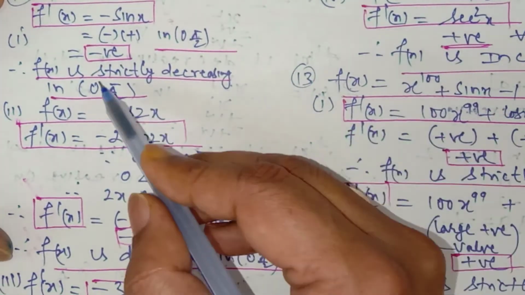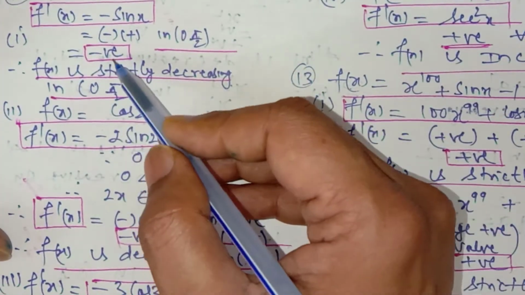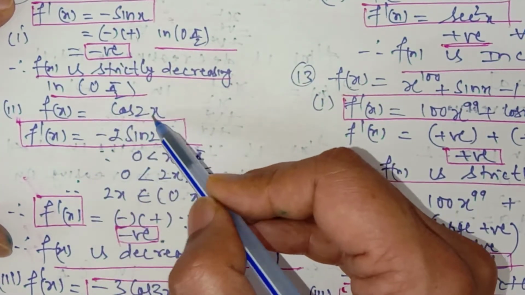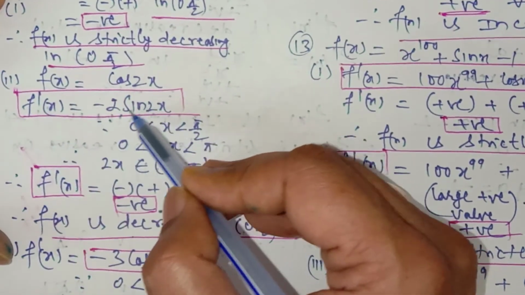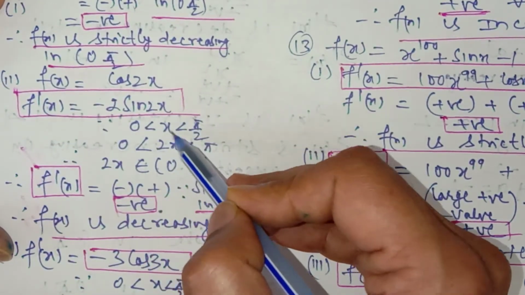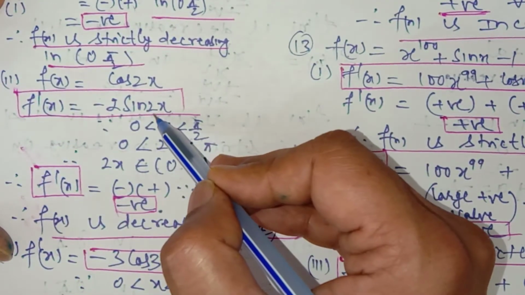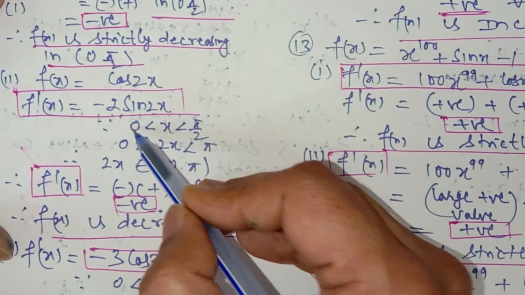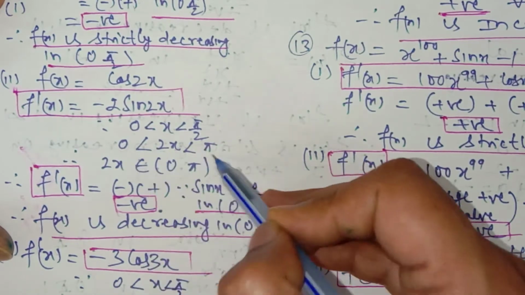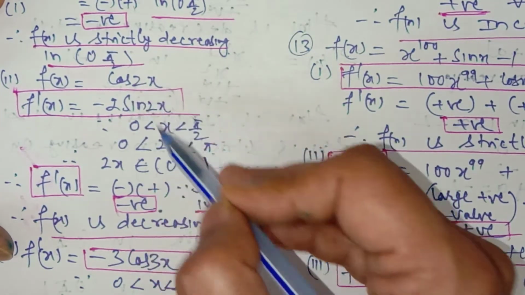So this is strictly decreasing because it is negative. In the second part, cos x, we have cos 2x. Now its derivative will be minus sine 2x, and x is given in the first quadrant, and we have the 2x angle. So when x is from 0 to pi by 2, then 2x will be from 0 to pi.